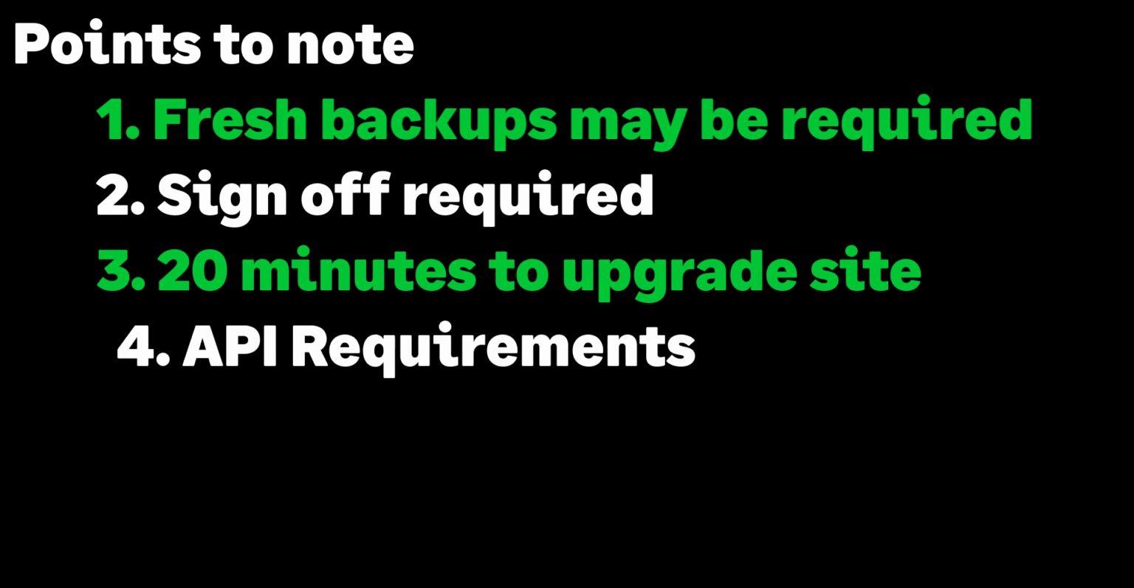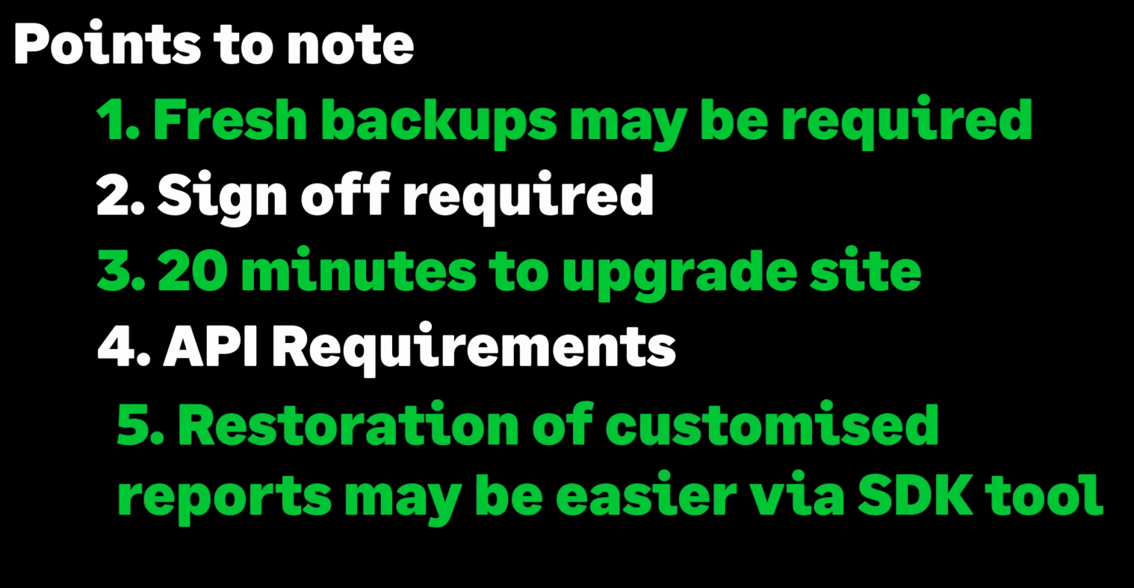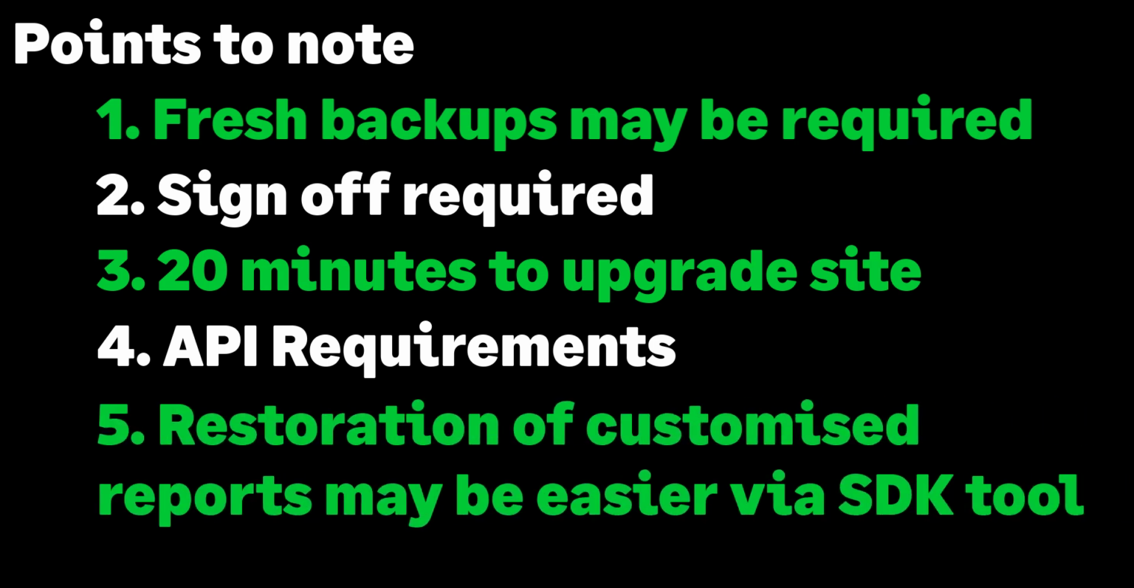If the API has been set up on the original site, this will need to be offboarded and then onboarded to the new site. This is done by cancelling the license on the account and setting it up again on the 365 journey. To simplify the process of copying custom reports to the new site, it may be easier if they're added as an add-on package using the SDK tool.